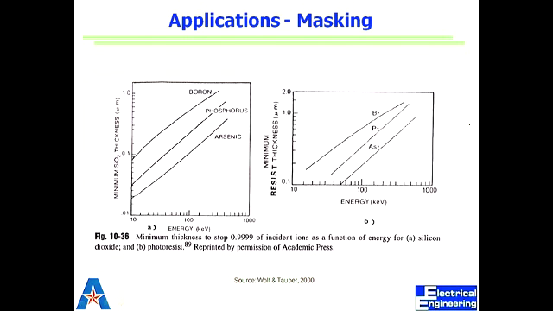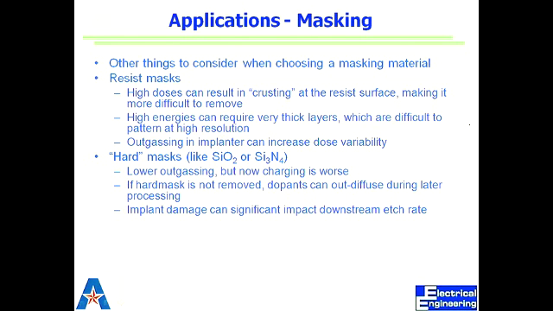So these are again the minimum thickness of silicon dioxide or resist to arrest 99% of ions, as a function of energy. And what else do we have to consider when we are choosing a mask material?